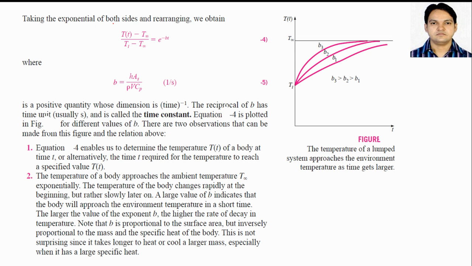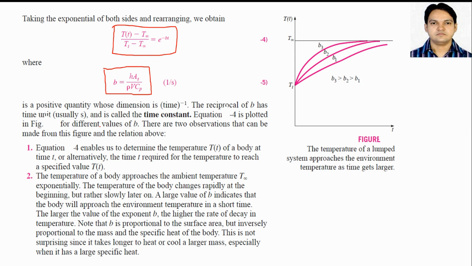Taking the exponential of both sides and rearranging, we get the equation: (T(t) − T_∞) divided by (T_i − T_∞) will be equal to e raised to −bt, where b is nothing but hA_s divided by ρVc_p. It is a positive quantity whose dimension is time inverse. The reciprocal of b has a time unit, usually seconds, and is called the time constant.